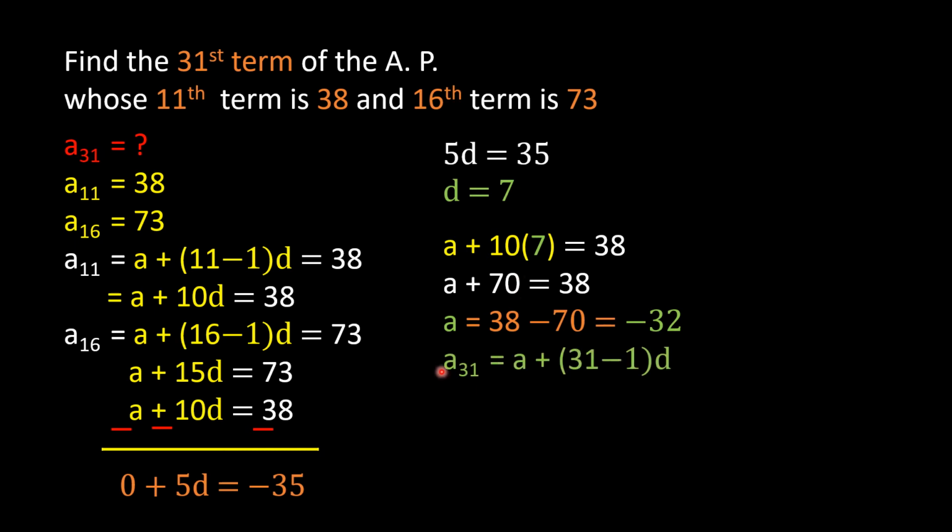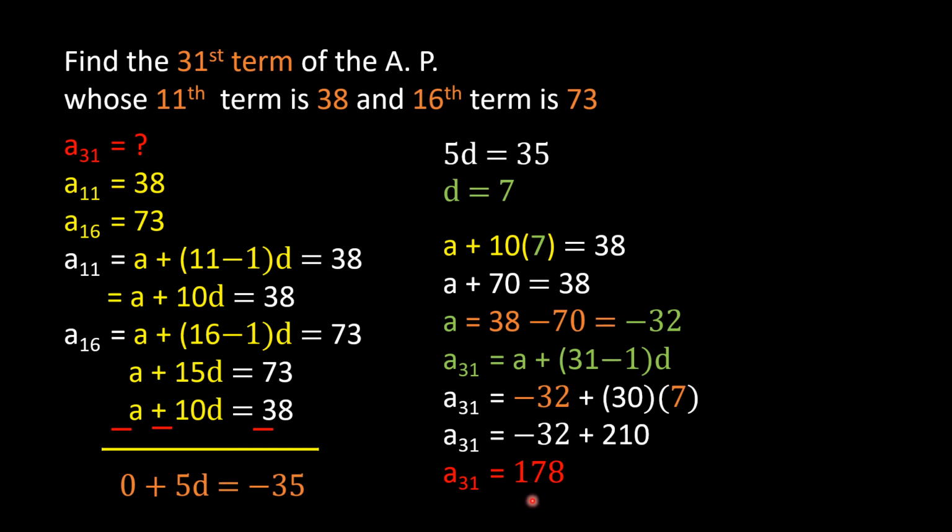So we can write the 31st term as A31 equals A plus 31 minus 1 multiplied by D. Now we will substitute the values of A and D. We have A equals minus 32 and D equals 7, which will be minus 32 plus 30 multiplied by 7 is 210, and 210 minus 32 will be 178. So this will be our 31st term.